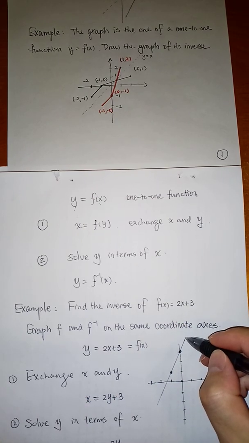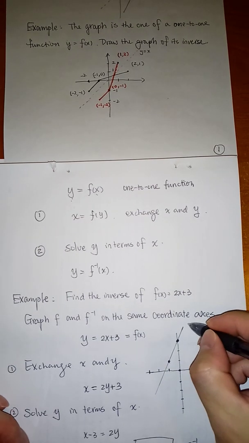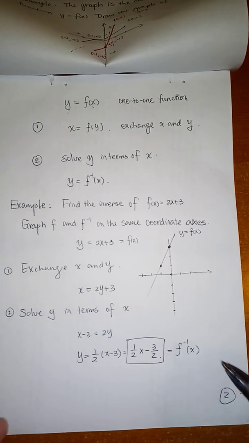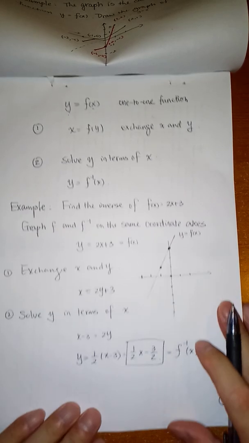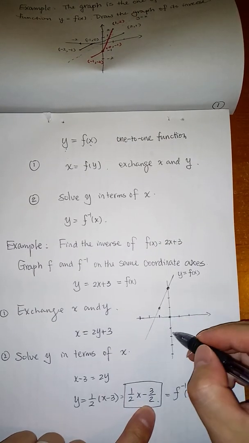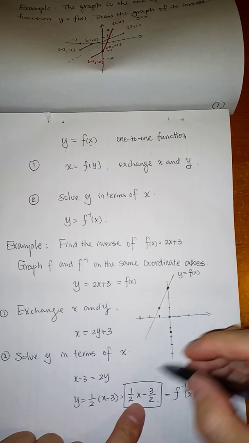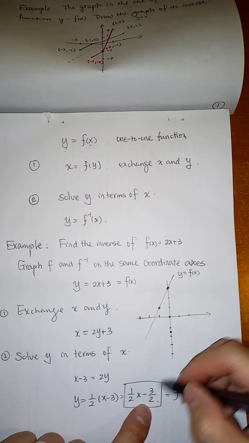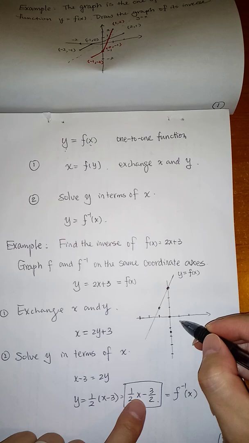This is the graph, because this is a linear function. A linear function is always a straight line. So this is y equal to f(x). And y equal to f inverse of x: when x is 0, y is negative 3 over 2. Negative 3 over 2 is here. When x is 1, you get 1 half, and 1 half minus 3 halves is negative 1. So x is 1, y is negative 1 is here.